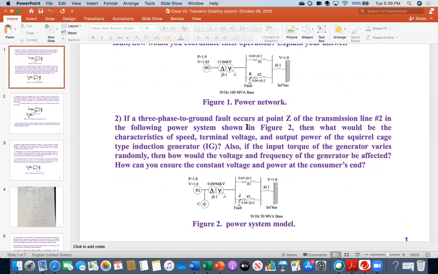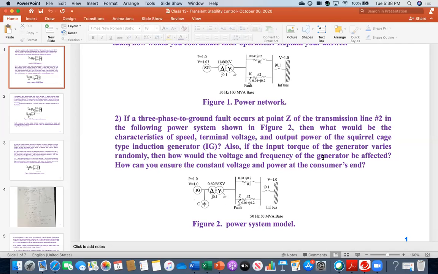three phase to ground fault occurs at point G, this is that point. This means along the transmission line in the figure 4 system, then what would be the characteristics of speed, terminal voltage, and output power of the squirrel cage type induction generator? This is the squirrel cage type induction generator. So how will the speed, terminal voltage, and output power look like? That is the thing.